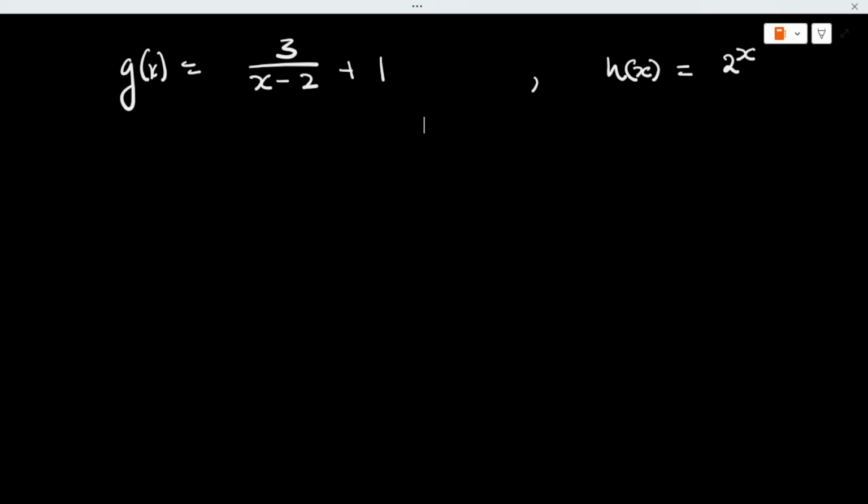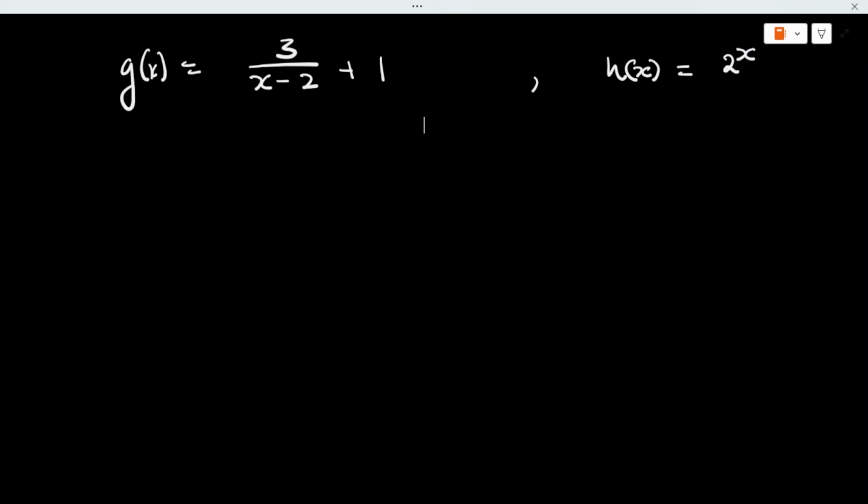Now, looking at these two equations, can we tell the function family that we are dealing with? Let's start with the first equation. Is it an exponential? Is it a hyperbolic? Is it a parabolic? Or is it a cubic function? Well, we see that x is in the denominator, and therefore this should be a hyperbolic function.